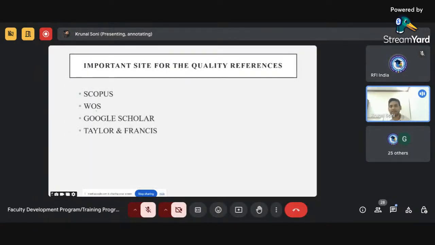So these are the quality journals which I have already told about: Scopus, Web of Science, Google Scholar, Taylor and Francis, right? ABDC, Web of Science, and MDPI journals, right? So all these platforms you can utilize.